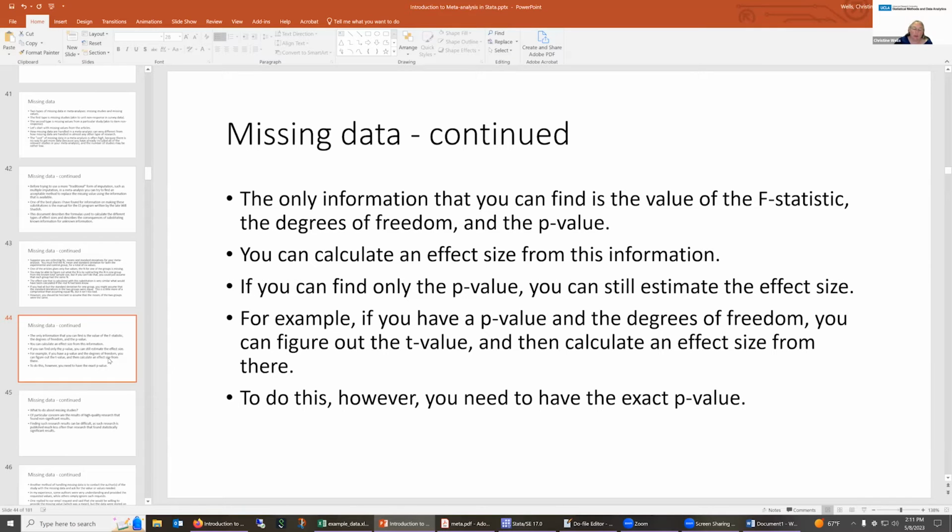So some of this works better for the more recent articles than some of the, say, older articles. You know, back when I was trained, dinosaurs were roaming the earth and we didn't all have desktop computers. And so we would just report whether the p-value was above or below 0.05, but we didn't actually have an exact p-value because we were actually looking things up in the back of a stats textbook. Right. And so if that's all you have, then this estimation of an effect size from a p-value isn't going to work. You actually need to have the exact p-value.